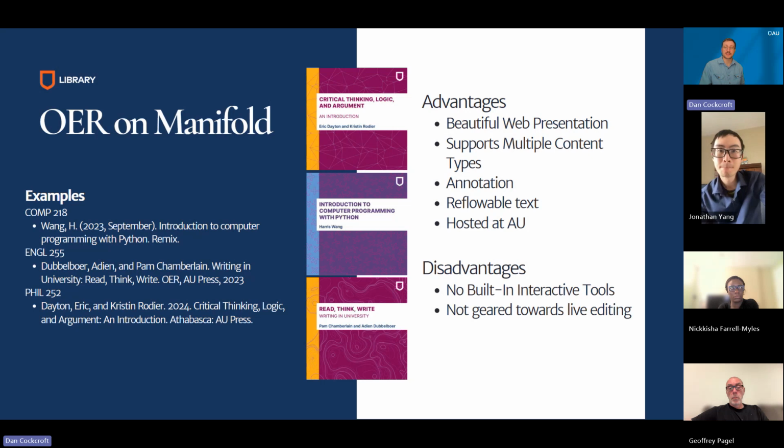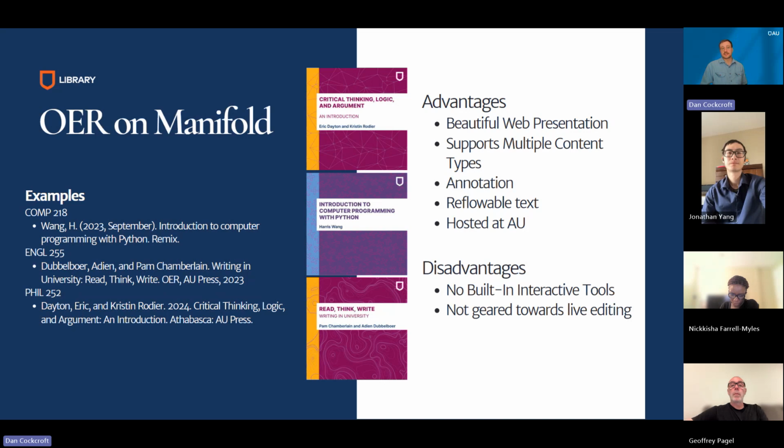Another benefit is that they're hosted at AU. So if you have a text with the OER Publishing Support Program in Manifold, you don't have to worry about that external website going down and your students losing access.